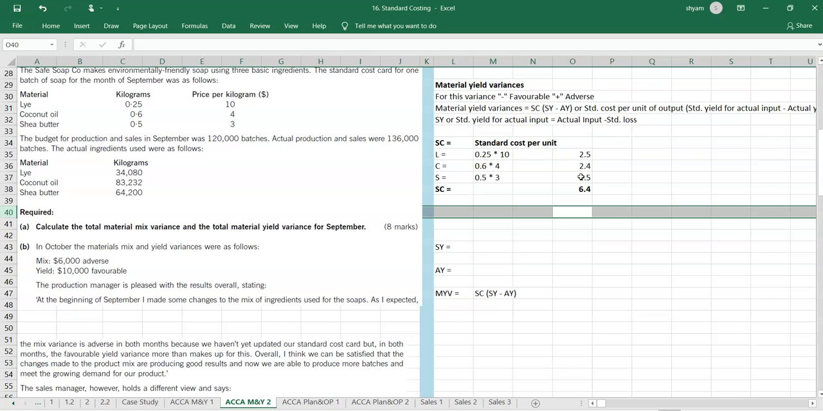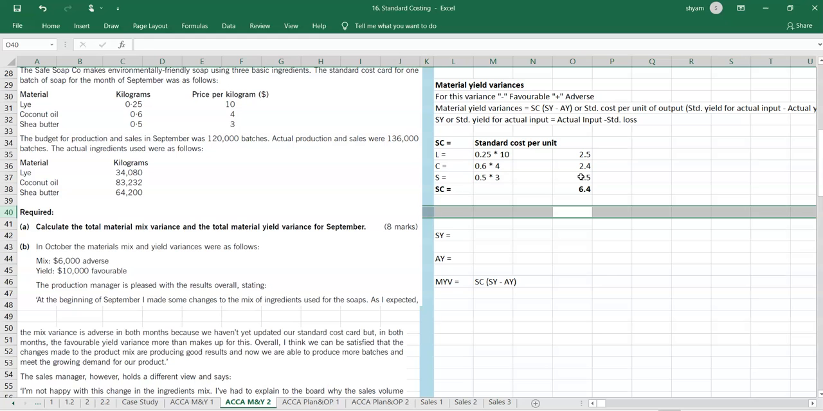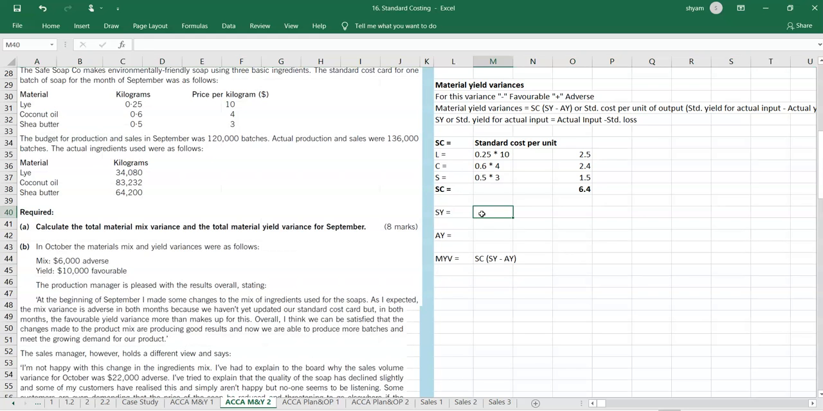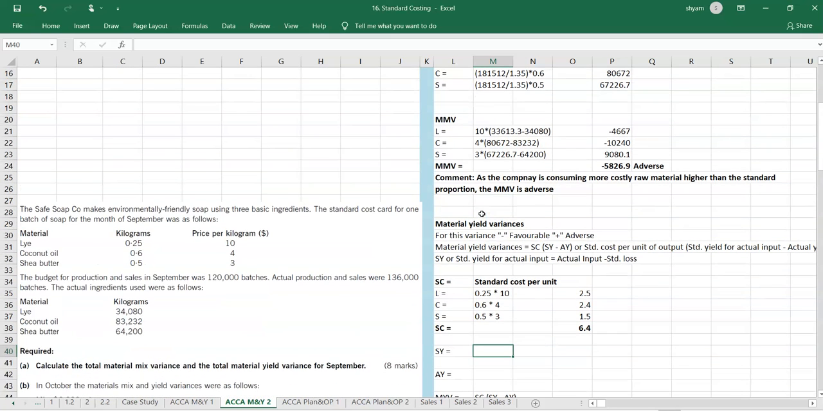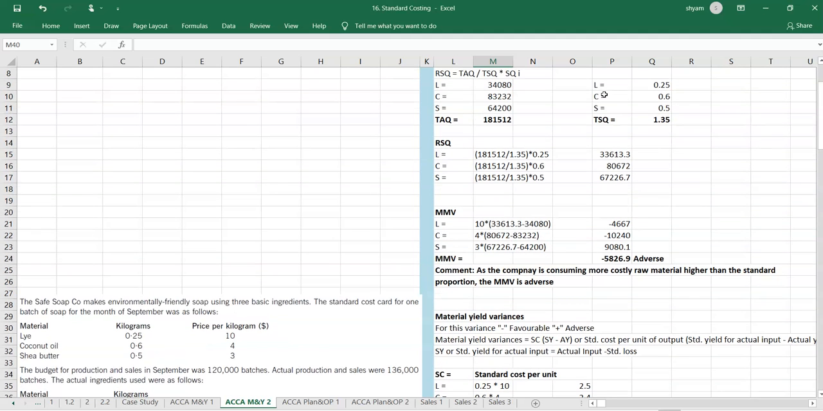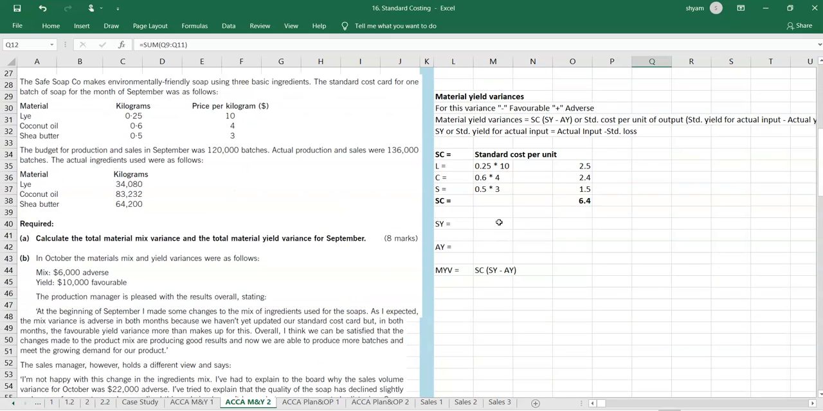What is the standard yield? So the next one is standard yield. Let's find out. Standard yield is, for the input given, what should have been the output. So what is the total input? The total input is what we have found out here, the total actual quantity. So it is TAQ divided by TSQ. That is what you have to put here. As simple as TAQ divided by TSQ will give us the answer.